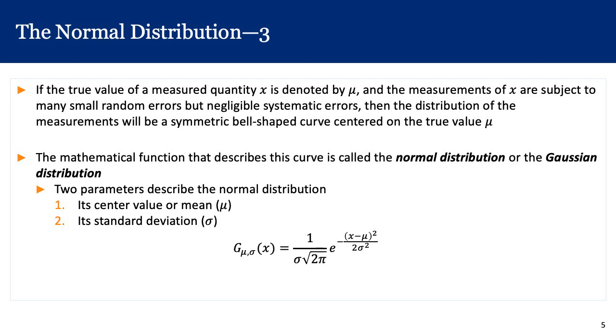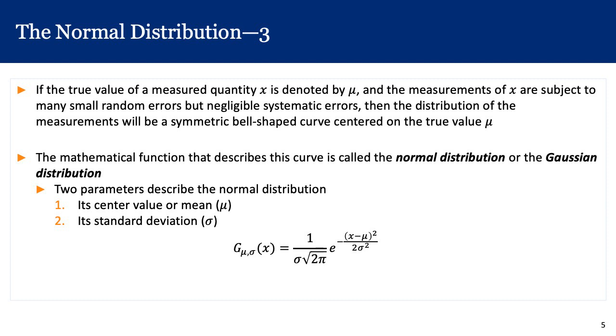So the true value of a measured quantity, x, is denoted by the Greek symbol mu, and if the measurements of x are subject to many small random errors and negligible systematic errors, then the distribution of measurements will be a symmetric bell-shaped curve centered on the true value mu. And this mathematical function that describes this curve is called the normal distribution or the Gaussian distribution. Two parameters describe the normal distribution: its central value mu and its standard deviation sigma. And the equation at the bottom shows the equation of the normal distribution, the Gaussian distribution.